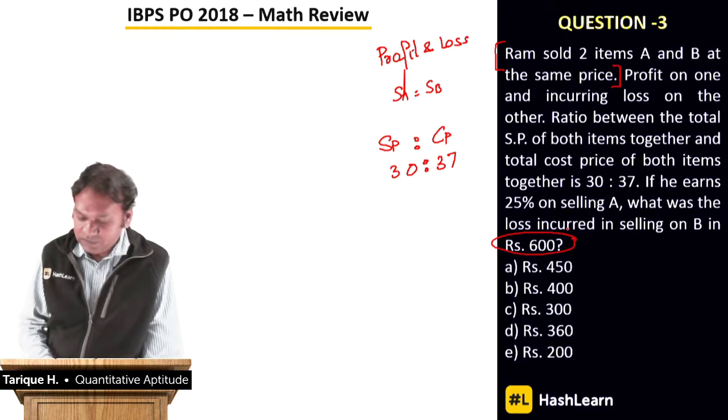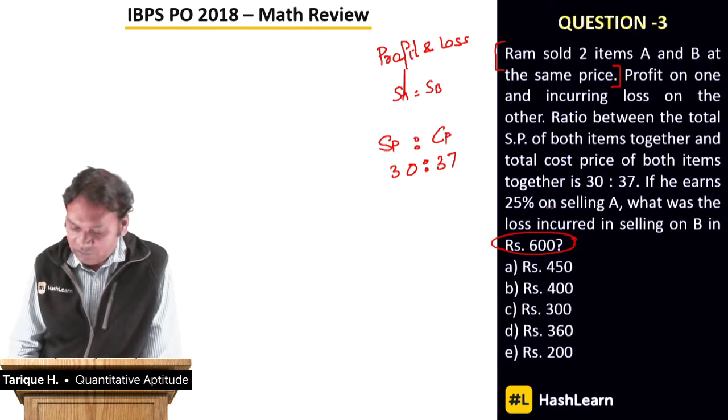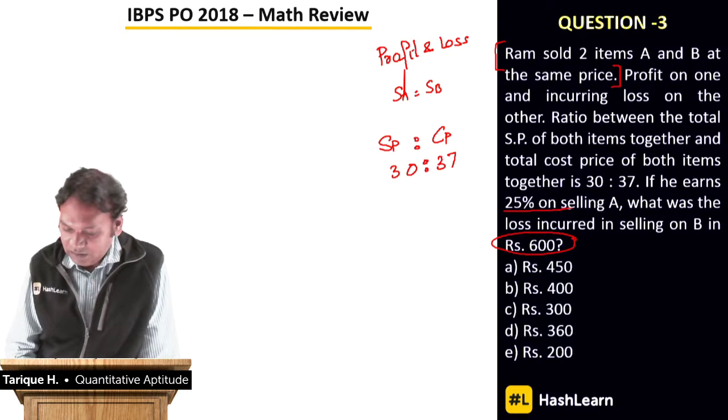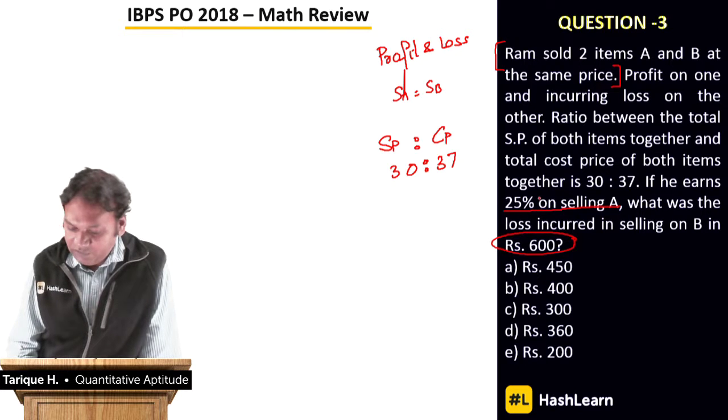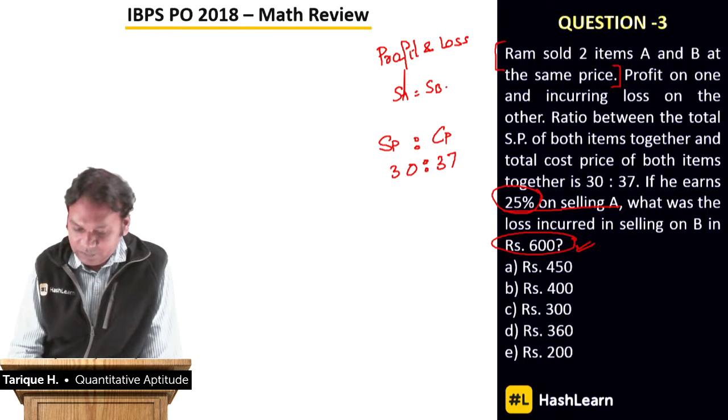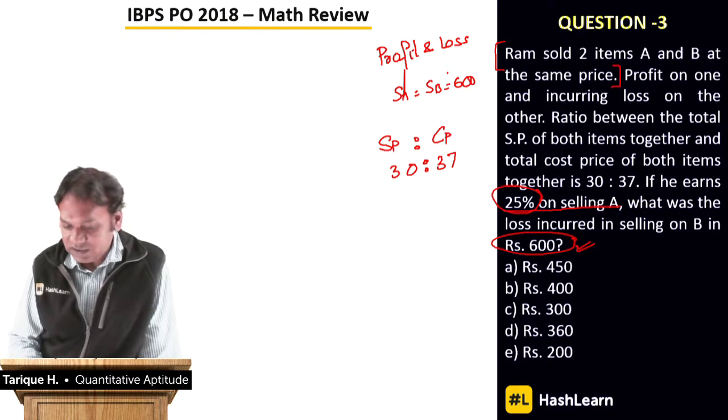So now we know if he earns 25% on selling A, that means he makes a profit of 25% on selling A. What was the loss incurred in selling B? So now selling price of B is given to you and selling price of B is 600. That means selling price of A is also 600. That means total selling price is 1200.